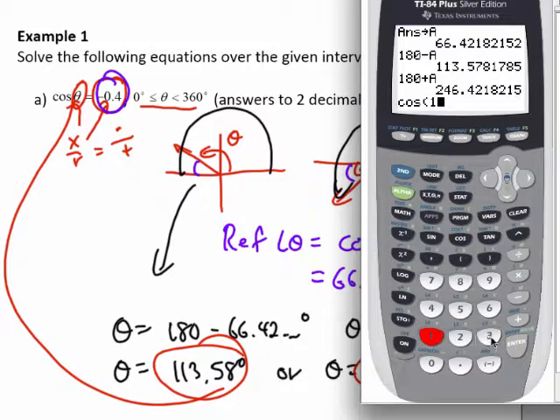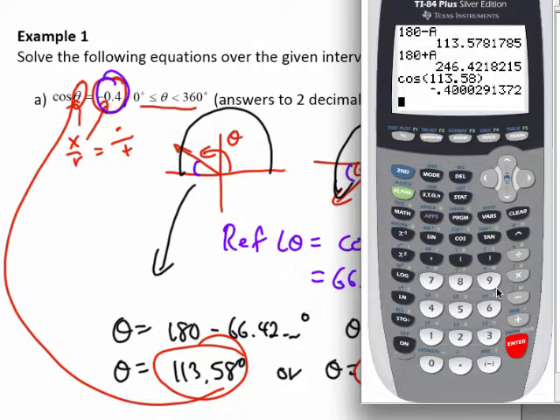And if I take either of these angles and substitute them back into my equation, so the cosine of 113.58 degrees should be negative 0.4. It's close. Remember, we rounded off, so it won't be perfectly exact. And the other angle, 246.42, same.